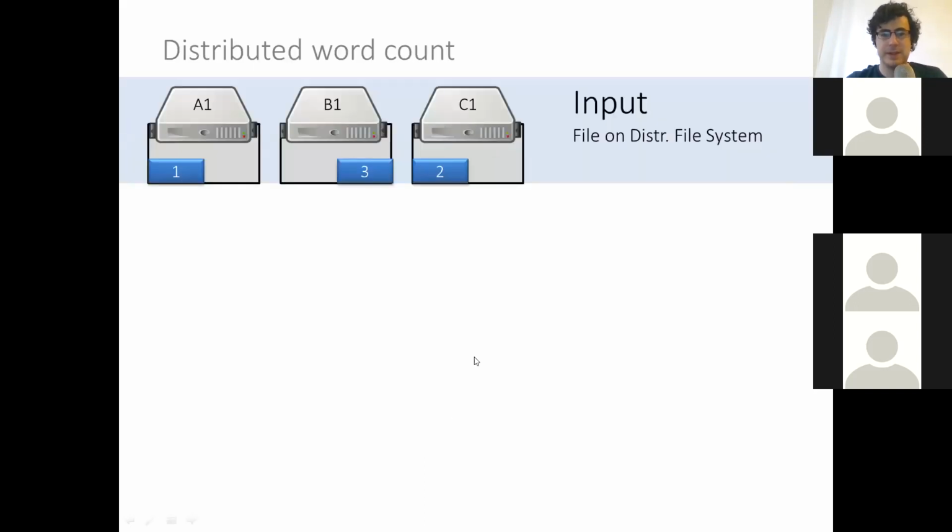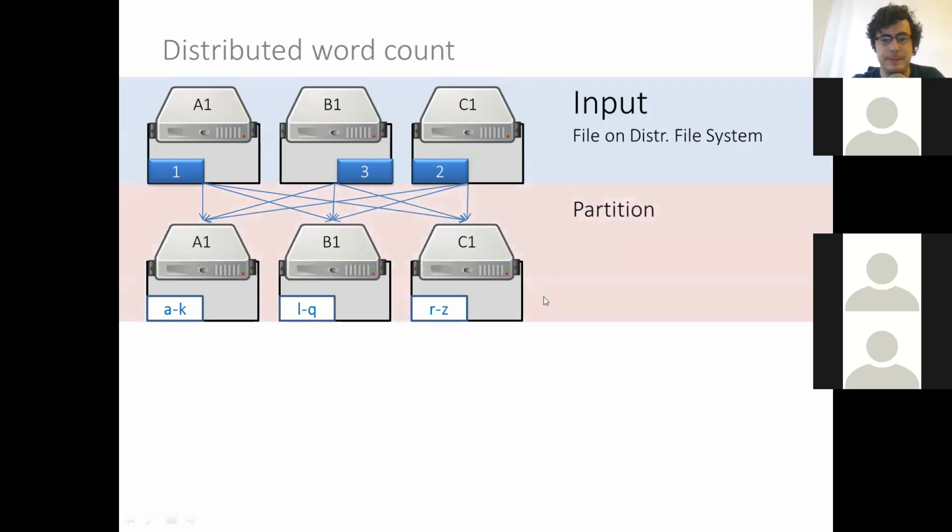So how we'll do it is a bit different. We have an input where we assume that we have a file on the distributed file system. So magically, in a way, we have different chunk servers with different chunks of the file, right? So it's already split up across the different workers. What these machines are going to do is partition the words in the file. So they're going to send all the words that start with a letter between A and K to A1, between L and Q to B1, and between R and Z to C1.